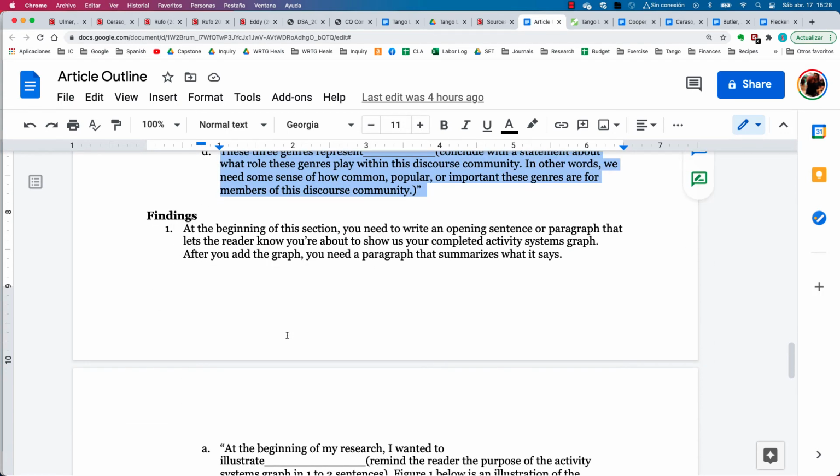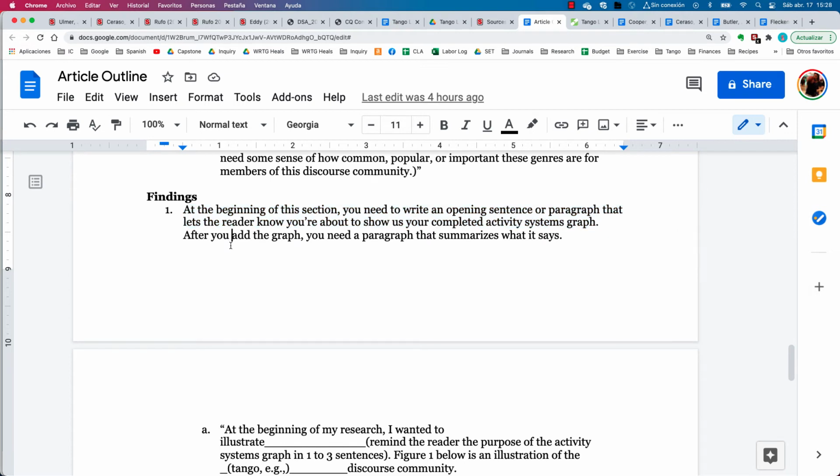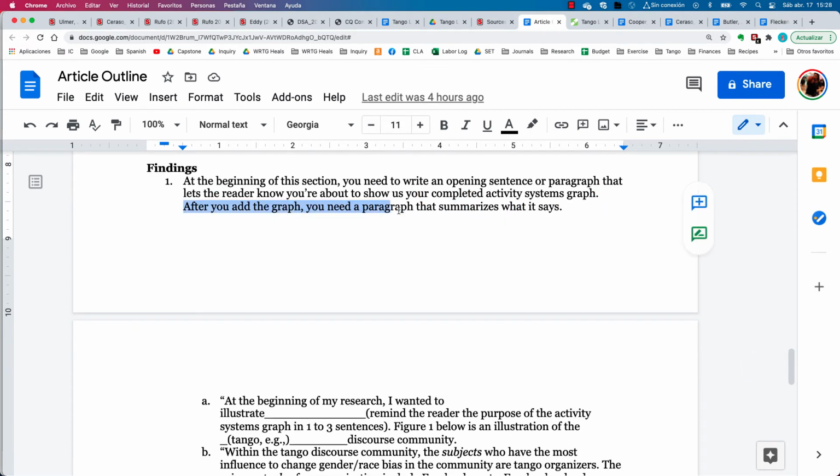All right, so then afterwards we have the findings section. This section may be a bit more challenging because now this is where we're going to do the analytical work. At the beginning of this section, you should write an opening sentence or paragraph that lets the reader know you're about to show us your completed activity systems graph. So after you add the graph, you need a paragraph that summarizes what it says.